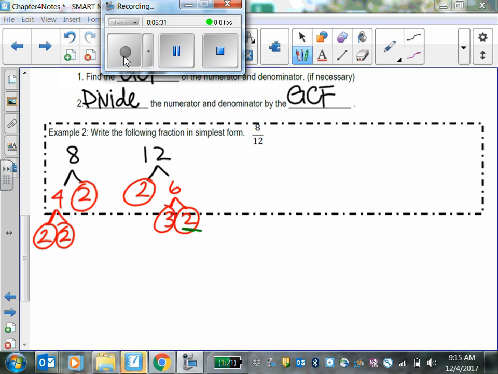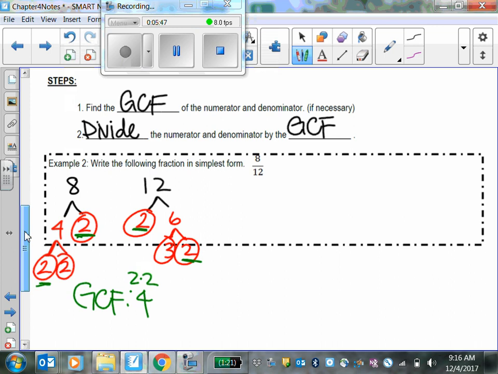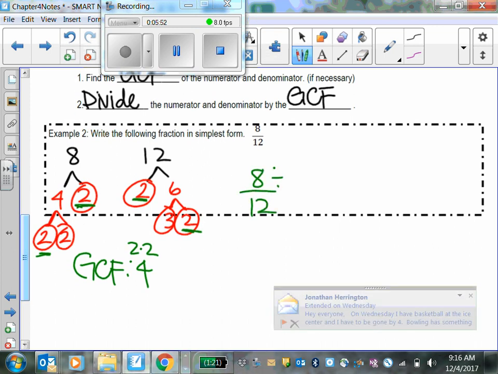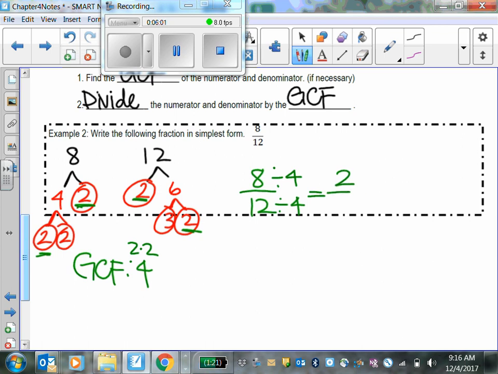And you notice that they have two twos in common. So their greatest common factor is what? 4. Because it's 2 times 2. Be careful there. It's easy to say 2, but they have 2 twos in common. So now, the first step said find the GCF. The second step says divide the numerator and the denominator by the GCF. So just divide by the GCF. 8 divided by 4 is 2. 12 divided by 4 is 3. So the simplest form of 8/12 is 2/3. You guys have done this before, correct?